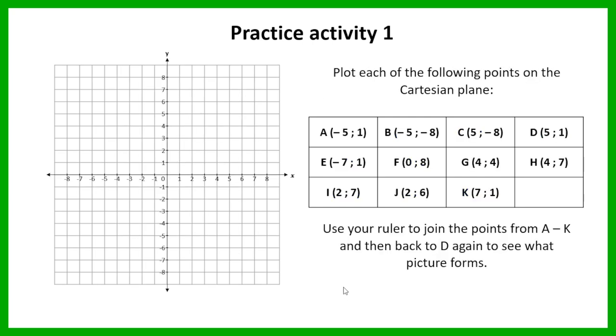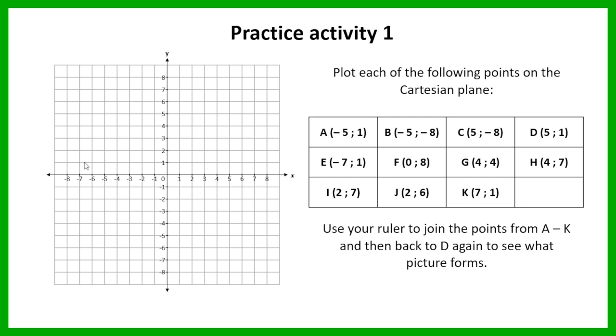So in this example over here, you've got your Cartesian plane. If you haven't got the worksheet that goes with this lesson, you're going to need to draw the Cartesian plane for yourself. Okay, so I've got the Cartesian plane over here. You need to plot each of the points in this table on the Cartesian plane. So you're going to take A and fill that in on the Cartesian plane. You're going to find the x value of -5 and the y value of 1, draw a point over there and label it A.